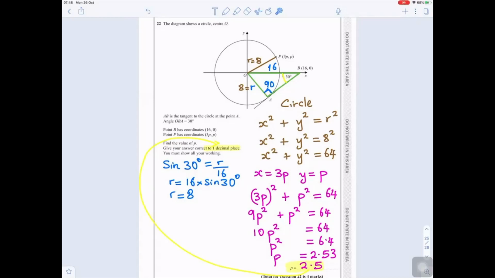So to summarize, we use trigonometry, the SOHCAHTOA formula, and we use sine, opposite over hypotenuse, to find the radius. Once we find the radius of that circle, we use the formula for a circle with center (0, 0), and that is x squared plus y squared equals r squared. Next, we sub in the value for r, which is 8, and we sub in for x, which is 3p. We sub in for y, which is p, and then we solve it to get p is 2.5.